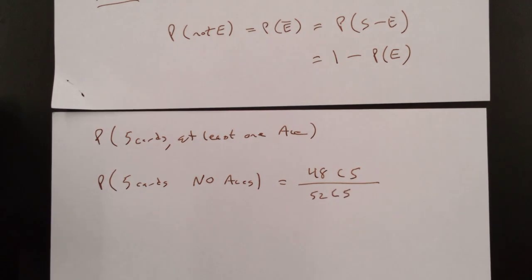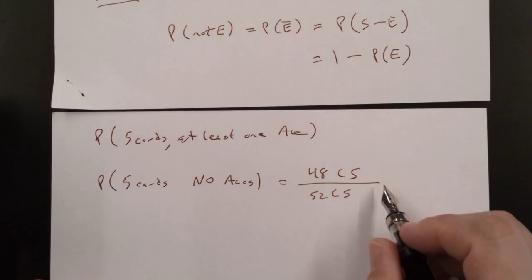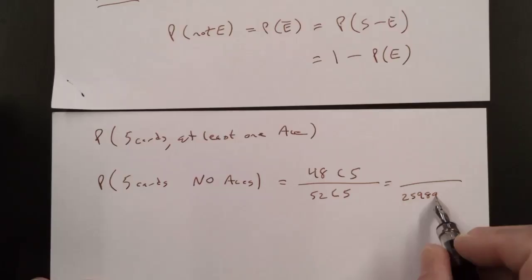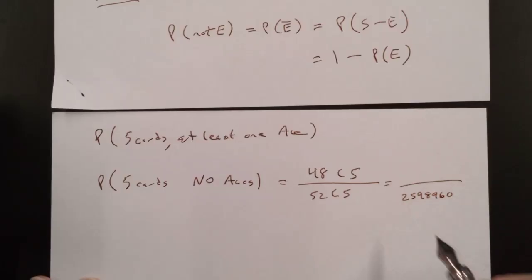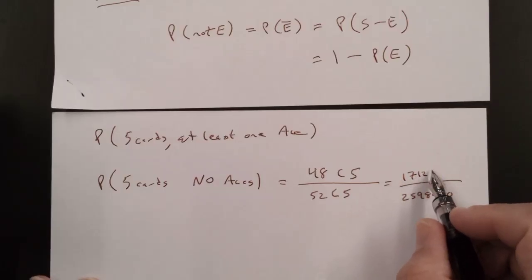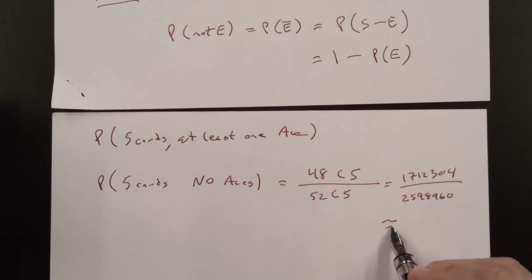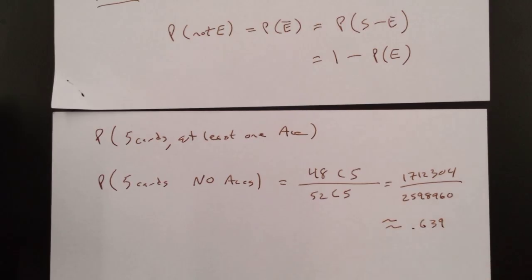And that means, by the way, I can work this out. These numbers are off my calculator. Let's see, 2, 5, 9, 8, 9, 6, 0. The top one is 1, 7, 1, 2, 3, 0, 4. Or roughly 0.639. I wrote them down already.